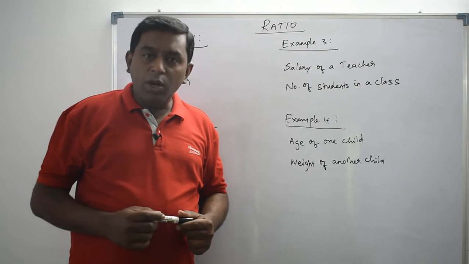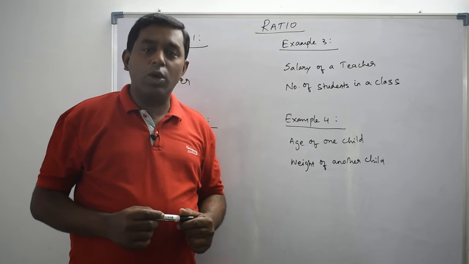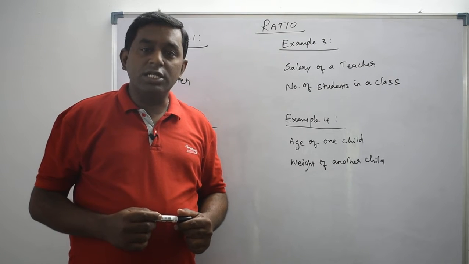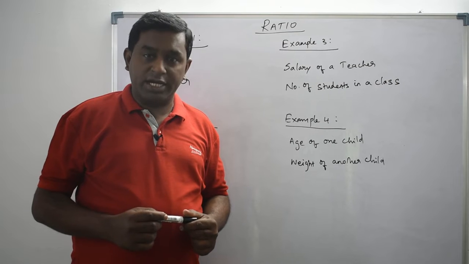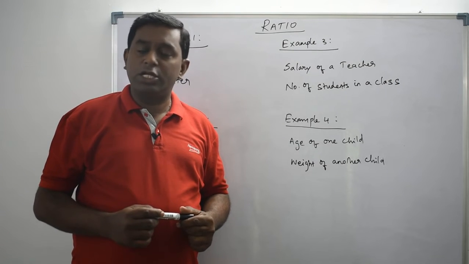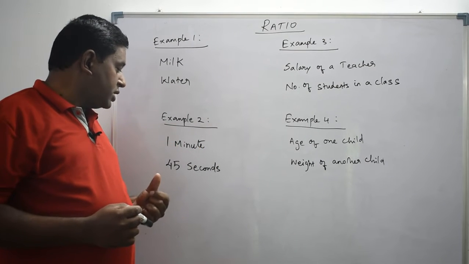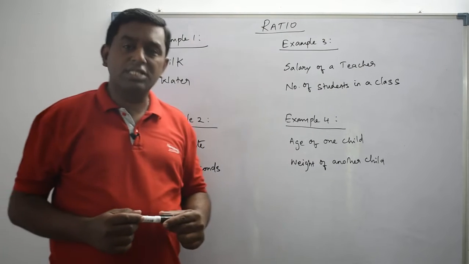See, whenever I want to do ratio between two or more quantities, the only thing I have to check is whether the quantities are same kind or different kinds. This is the only thing I have to verify. The units may be different. That will not be a problem. So here the unit of the first quantity is minutes. The unit of the second quantity is seconds.